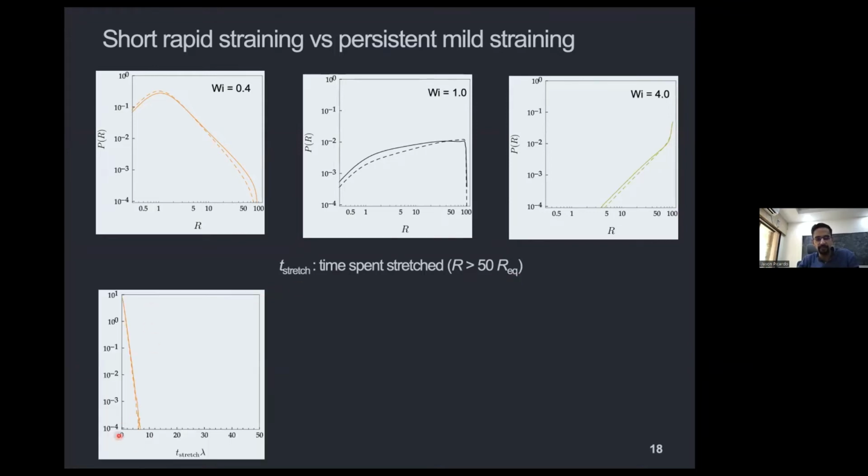So this is the PDF of the time it stays in a stretched configuration. At small Weissenbergs, they're pretty much the same. I should mention that the dashed line is the Gaussian Kraichnan flow, and the solid line is the DNS. So it's pretty much the same at small Weissenberg, since the polymers collapse so quickly that they don't really sense these differences in the flow.